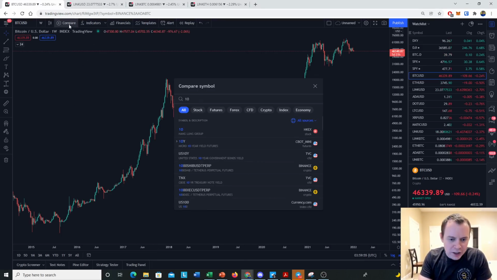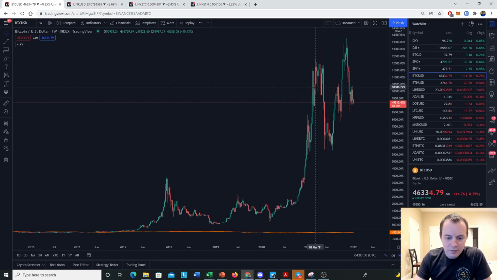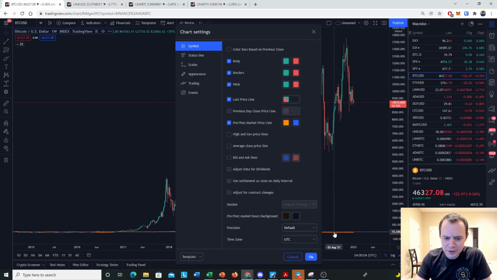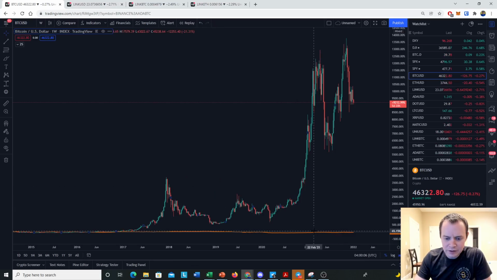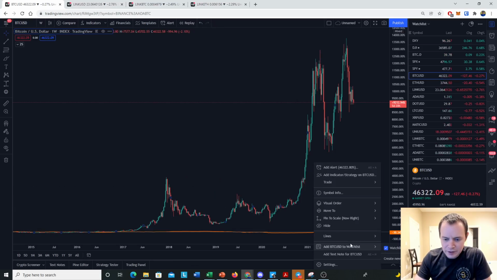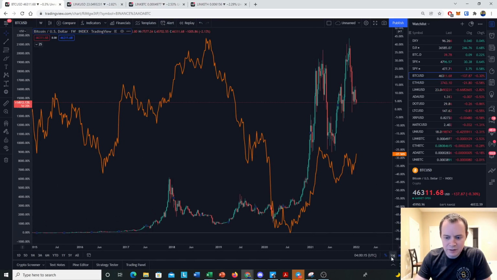So if we go look at 10-year yields, this is the orange line that you get, all the way down here. What we're going to do is click on it, and pin it to a new scale. So let's pin it to the new left scale. All right, you get something that looks like that.